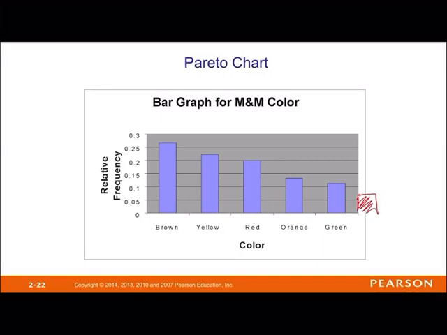Not only can you use a bar graph for one set of data, you can also use a bar graph for two sets of data. And it's actually very helpful when you're using it with two sets of data because you can see the difference between each data set.